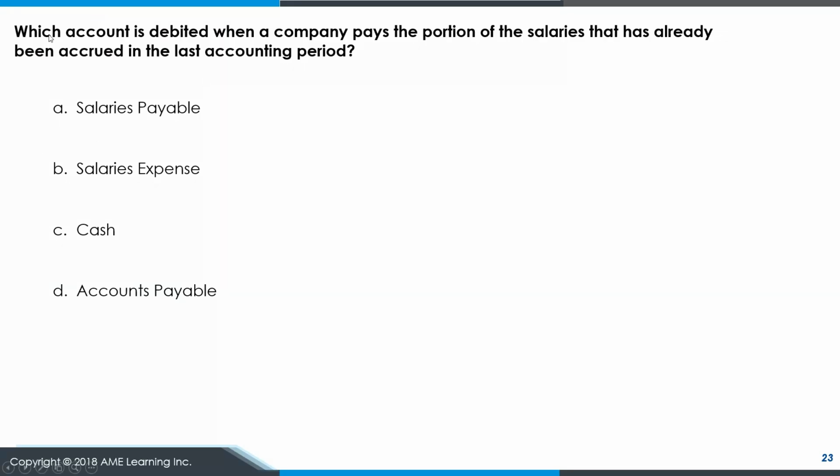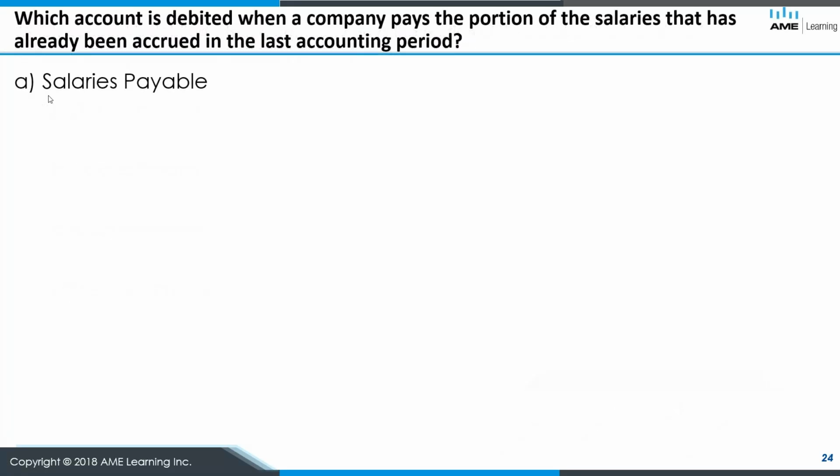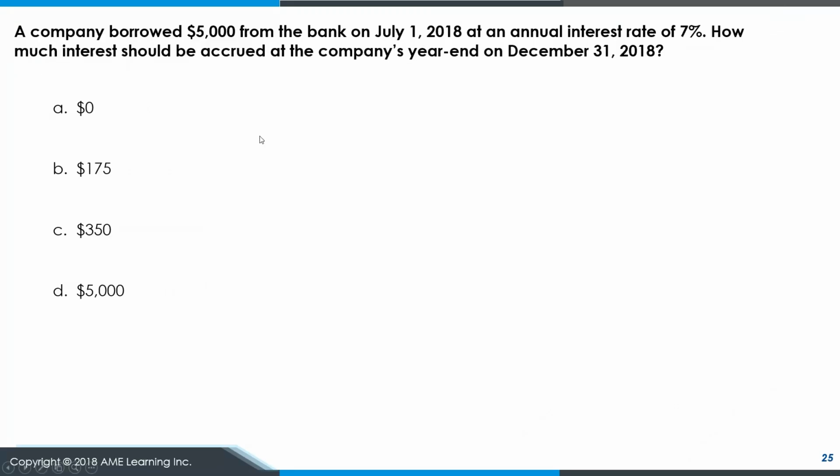Okay, we got a quiz question, a little quick question here. Which account is debited when a company pays the portion of the salaries that has already been accrued in the last accounting period? And so we are going to do salaries payable. We're going to debit because we've already accrued that portion. And so when we debit that salaries payable, we're going to reduce it to zero because we no longer owe it. And that's how we get rid of that liability.